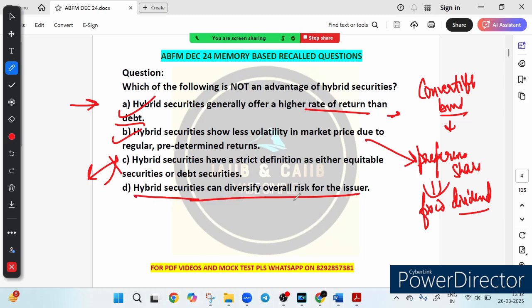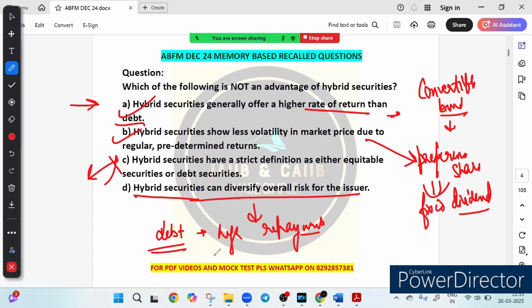Option D, hybrid security can diversify overall risk for the issuer. This is absolutely correct, because companies use hybrid security to spread their risk between debt and equity. For example, if the company only issues debt, it will have high repayment obligation. Obviously they have to repay. And if the company only issues equity, it will cause dilution of control. But if it issues hybrid security, it can balance between interest payment and potential stock conversion. So this helps company manage their financial risk better.